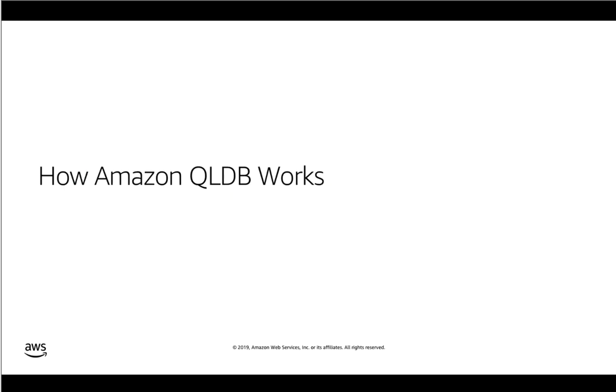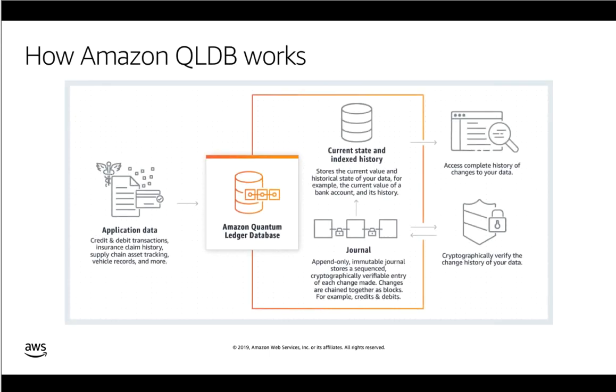Now let's take a deeper look at how QLDB actually works. In this image, we are showing you an example on how QLDB works. Like any database application, you will write data into QLDB. When data is written to your QLDB ledger, it is first committed to the journal. The journal provides immutability and verifiability by storing a log of each transaction in a sequenced way and by using cryptographic techniques. The data is then written to the current state and index tables, which, as the name suggests, stores the current and historical values of your data.